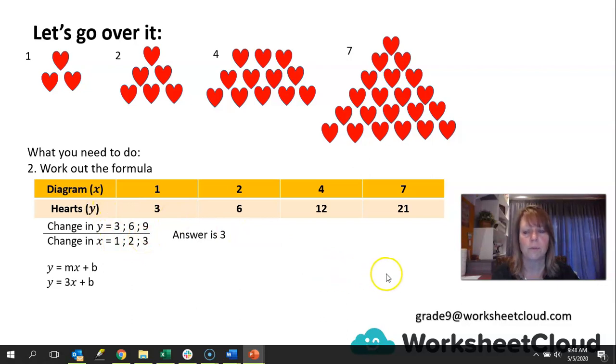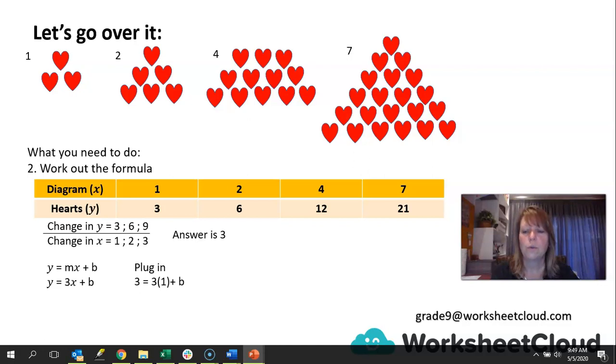All right, so now we've got our m value. Let's go on, and we're going to plug in a set of ordered pairs to find out what our b value is. So we're going to use the first one. Like I've said to you before, you can use any one. You can use the first one or the second one or the last one. It doesn't matter. It's all going to work out.